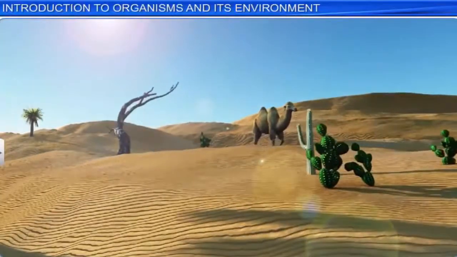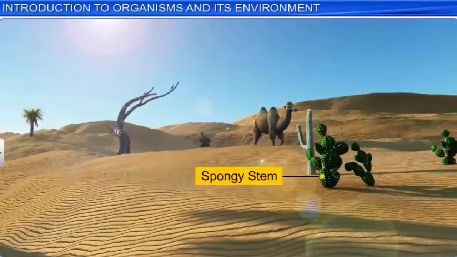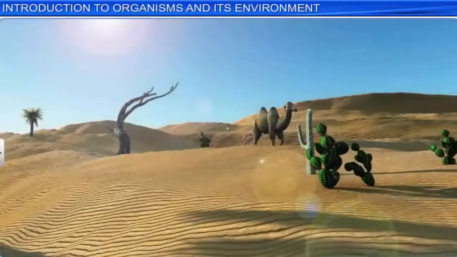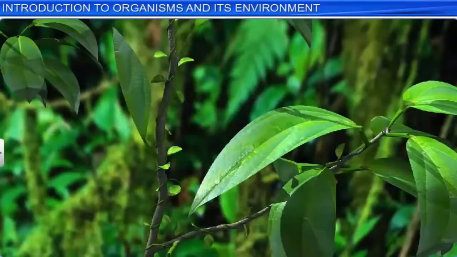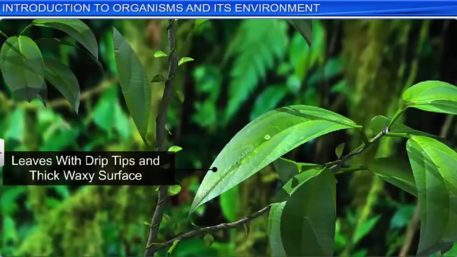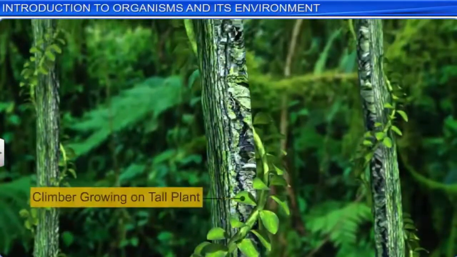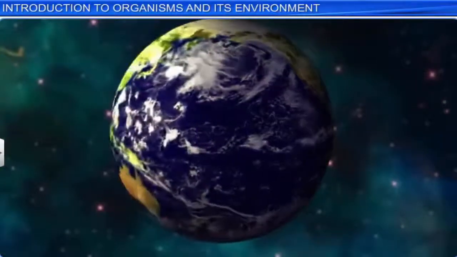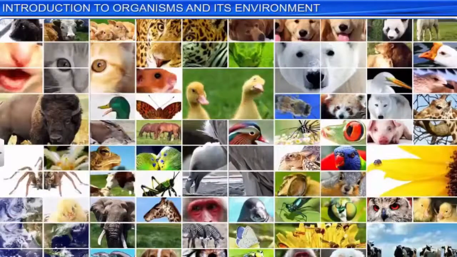For instance, desert plants have developed special mechanisms such as spongy stems, which aid in storing water. The leaves, too, are reduced to tiny pointed spines, which decrease the loss of water due to transpiration. Likewise, the camel has adapted itself to survive without water for up to 10 days at a stretch. On the other hand, plants growing in rainforests have developed special mechanisms such as leaves with drip tips and thick, waxy surfaces which allow water to run off. Moreover, some climbers grow on tall plants to receive sunlight. In this way, every organism slowly adapts to the physico-chemical conditions of its habitat as well as its biotic components to survive and reproduce.